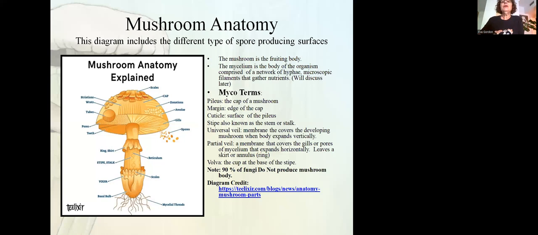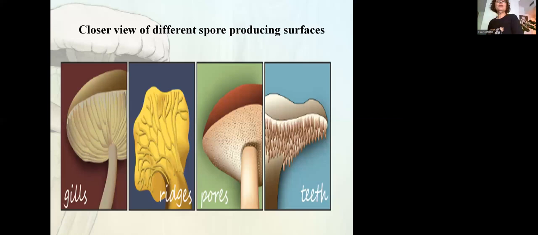Okay, so now not all mushrooms have gills. Some have pores, some have teeth-like structures. So we'll turn over here, closer view of different spore-producing surfaces. Probably most of you are familiar with the gilled ones because those are the ones that are famous, and the ones that you get at grocery stores. But if you go grocery shopping for chanterelles or other mushrooms, you probably have seen ridges. And then if you like boletes, probably seen pores. And then we have mushrooms that have these tooth-like structures for releasing spores.